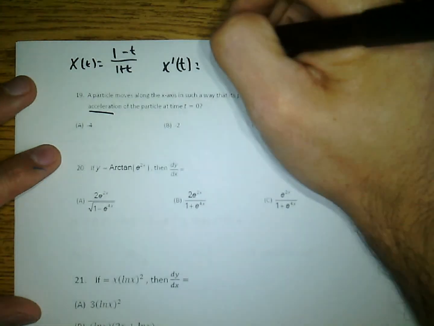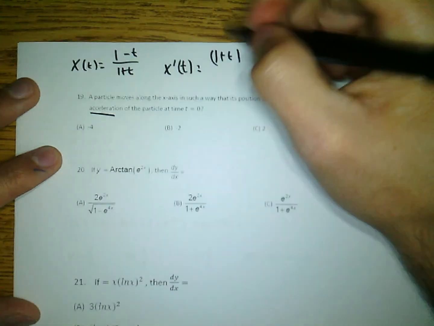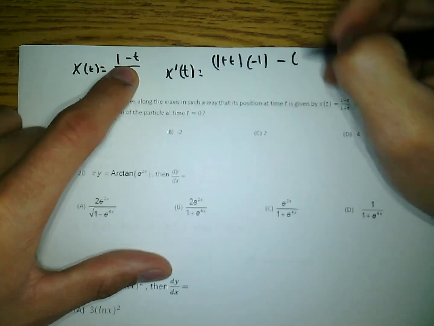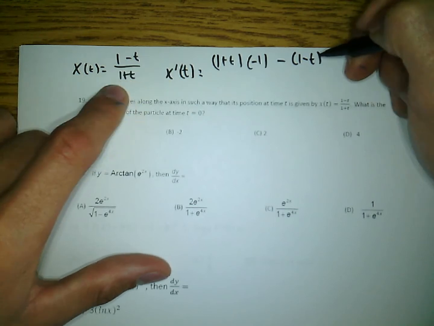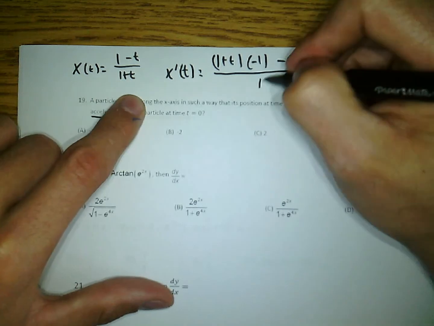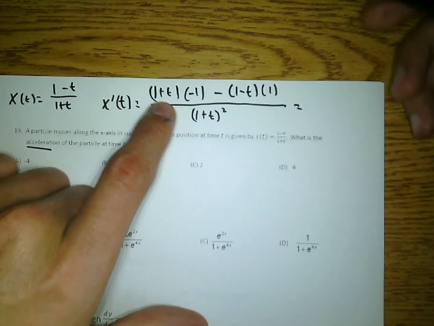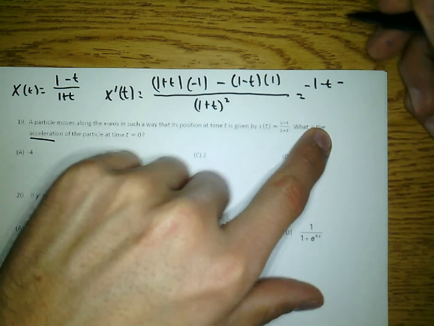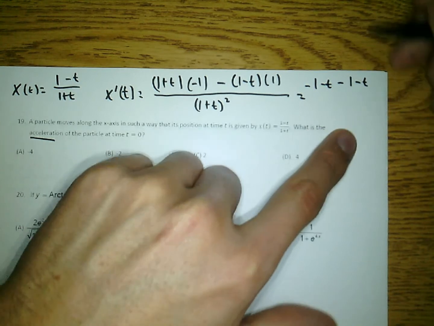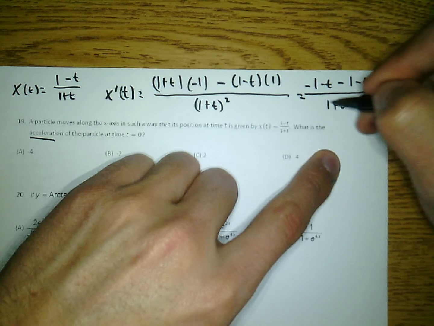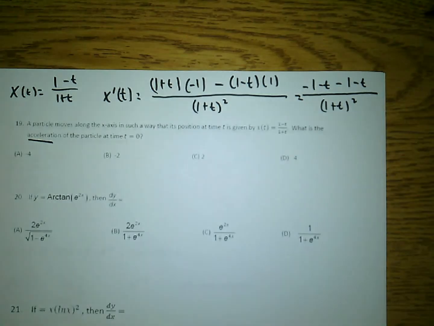So x prime, that's going to be 1 plus t multiplied times the derivative of 1 minus t, which is negative 1, minus, I'm going to leave the 1 minus t alone, times the derivative of 1 plus t, which is 1, all over 1 plus t squared. So I'm going to go ahead and clean this up. So this gives me negative 1 minus t minus 1 minus t all over 1 plus t squared.